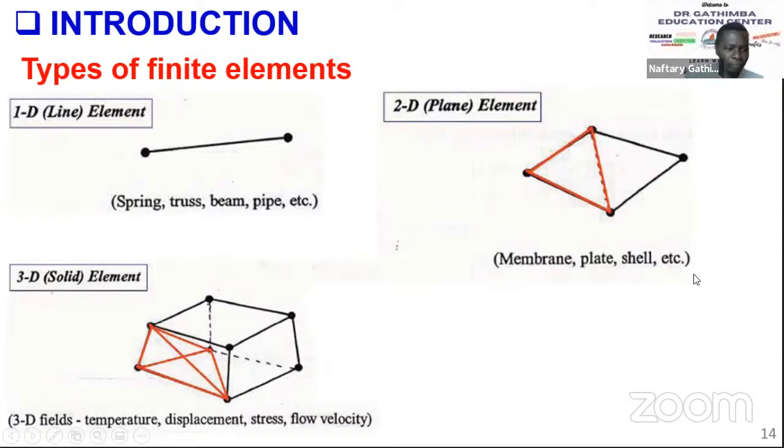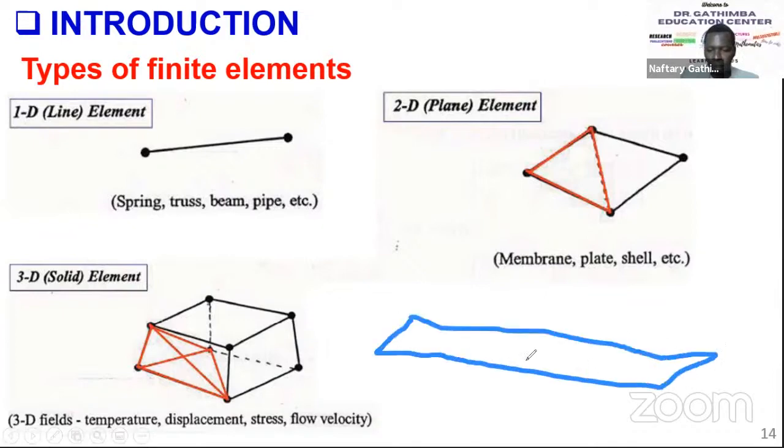And finally, we can have solid elements, three dimension. For example, when you talk of displacement, we talk of stresses in a beam, that would be in 3D. So you can subdivide our body. For example, if we give you a case here of this is a beam, 3D, of course, a typical beam. So we subdivide it into finite elements like that.